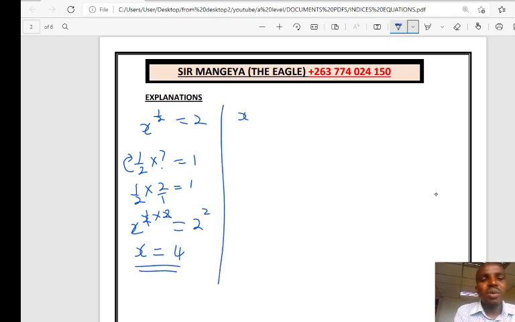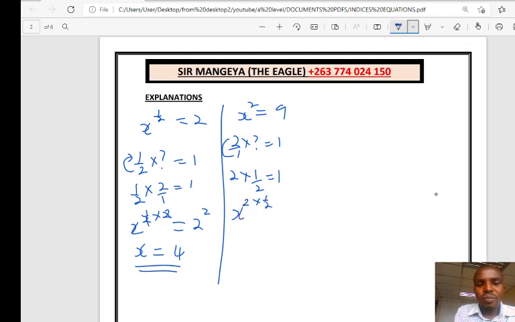For example, if it was x squared is equal to 9, the number that you multiply with 2 to give us 1 is the opposite of 2. If it's 2, it's the same as 2 over 1, so the number will be 1 over 2, and 2 times 1 over 2 is equal to 1. So you raise both sides to the power of that number: x squared to the power half is equal to 9 to the power half. Then this 2 cancels out. It will be x is equal to 9 to the power half on this side.